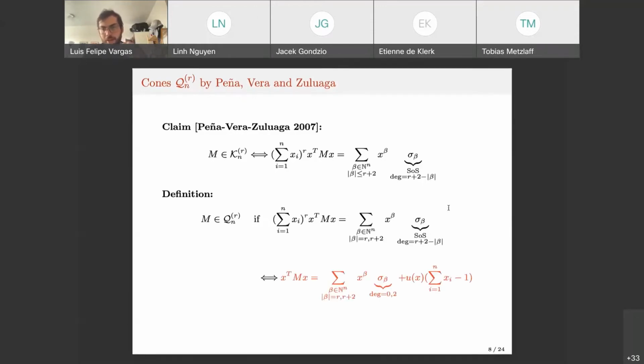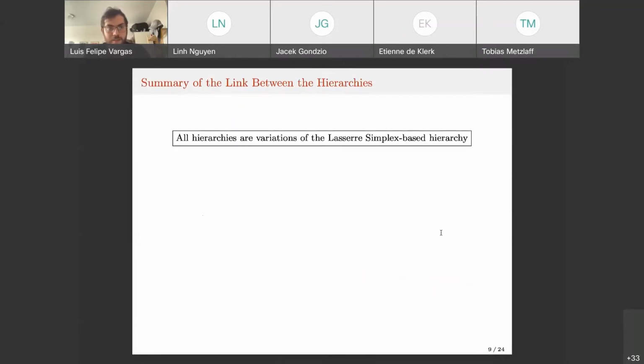So, by the trick of writing the sum of xi as minus 1 plus 1, we obtain that M is in Q^n_r if x transpose Mx can be written in this way, just by considering the monomials of degree r and r plus 2, and then the squares of degree 0 and 2. So this expression also looks very similar to a Lasserre type representation.